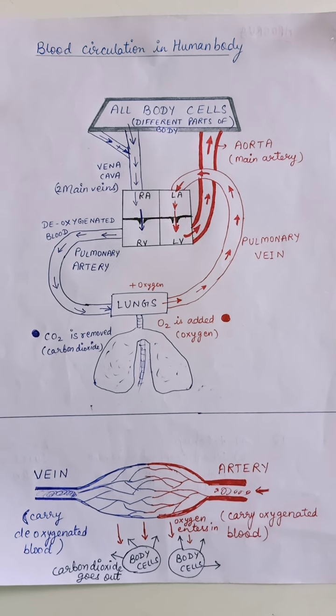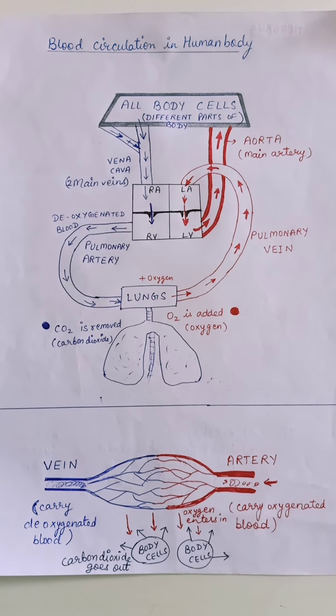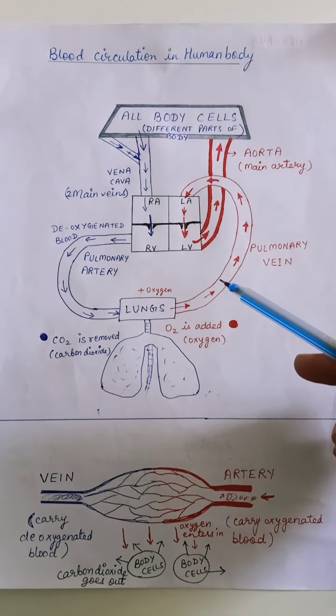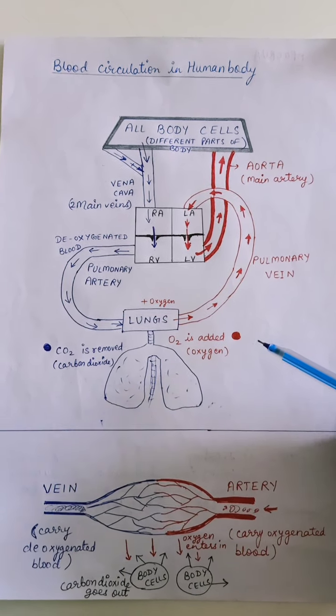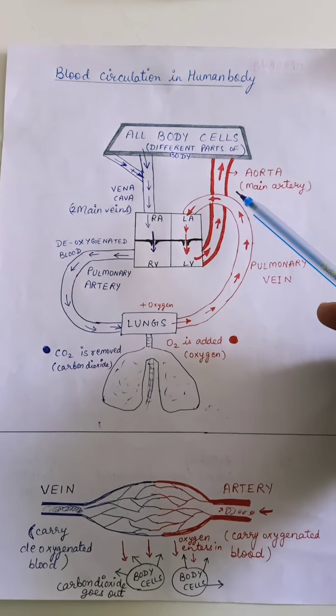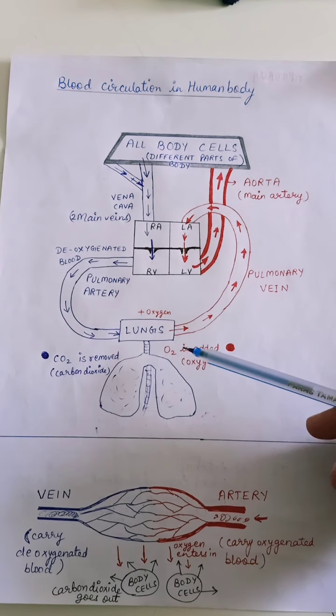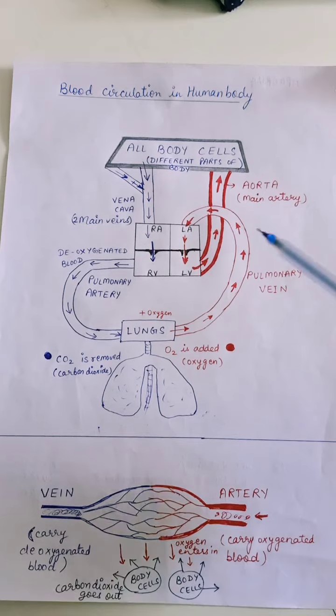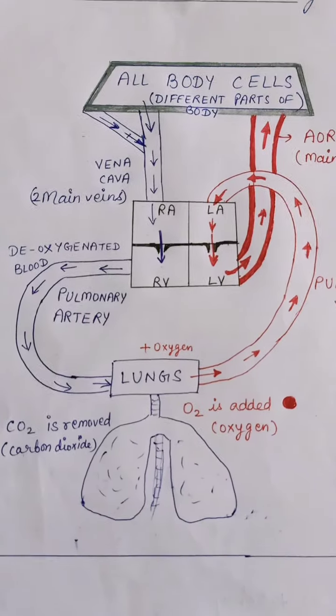So children, I have prepared a flowchart for you all. In this way you can understand in a better manner how the blood circulates in the human body with the help of lungs and heart, arteries and veins. Let's see the first diagram.